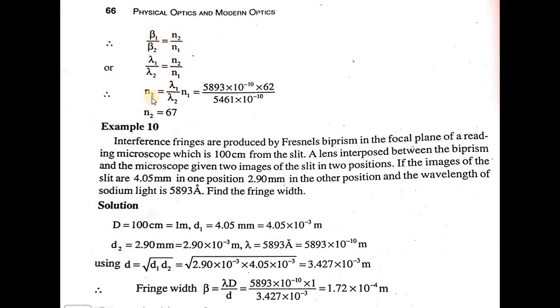From that I can find out n2. n2 will be approximately equal to lambda 1 by lambda 2 into n1, which will be 67. So it is another way of dealing with this problem.